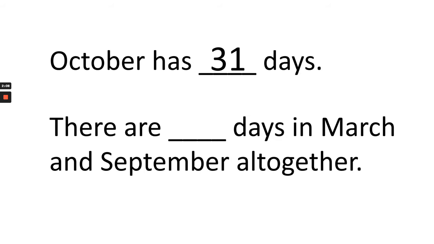October has 31 days. There are blank days in March and September all together. 30 days have September, April, June, and November. I didn't mention March. All the rest have 31 except February. There are 31 days in March. So there are 30 days in September, 31 days in March, 61 days altogether. Well done if you got that, Year 6.